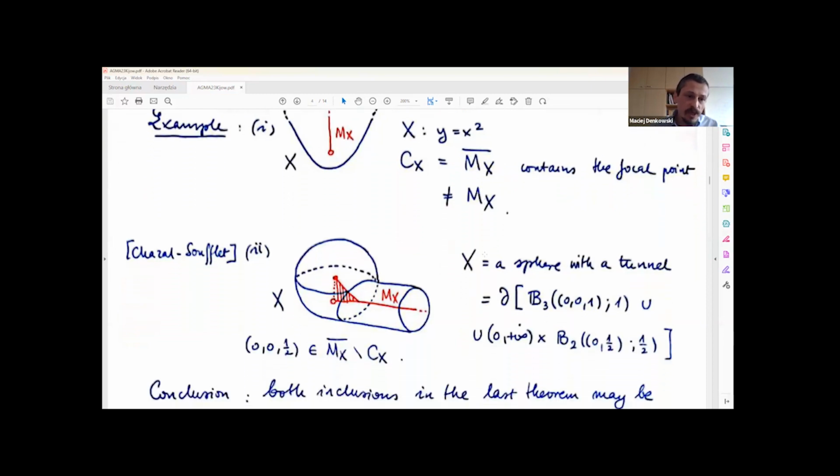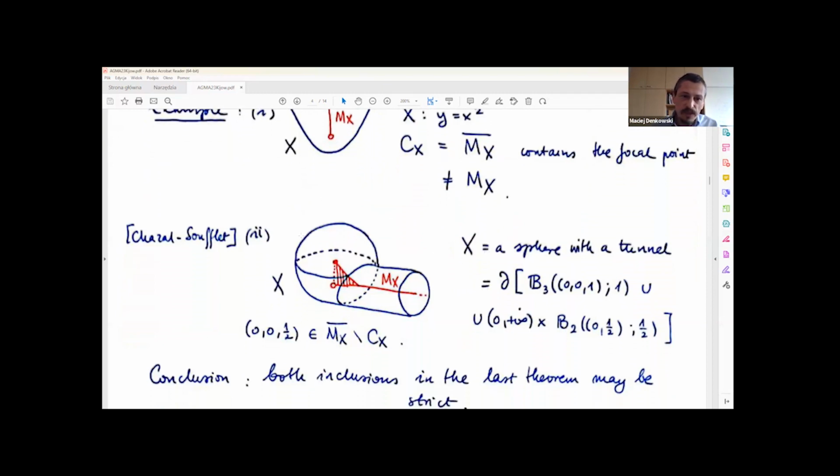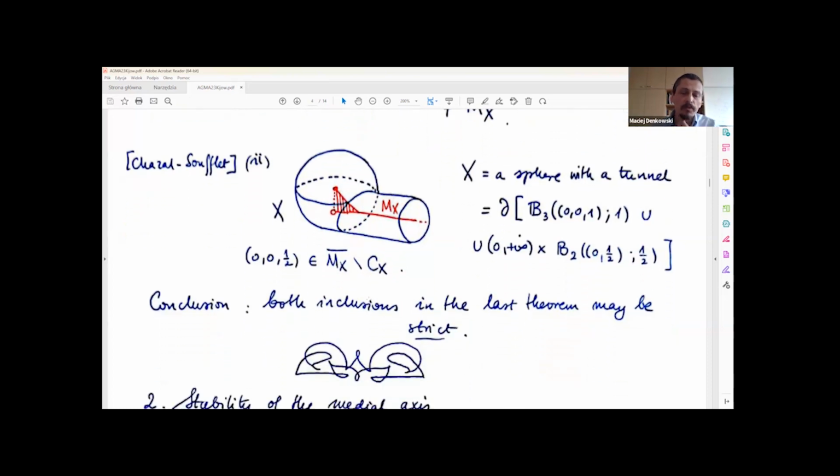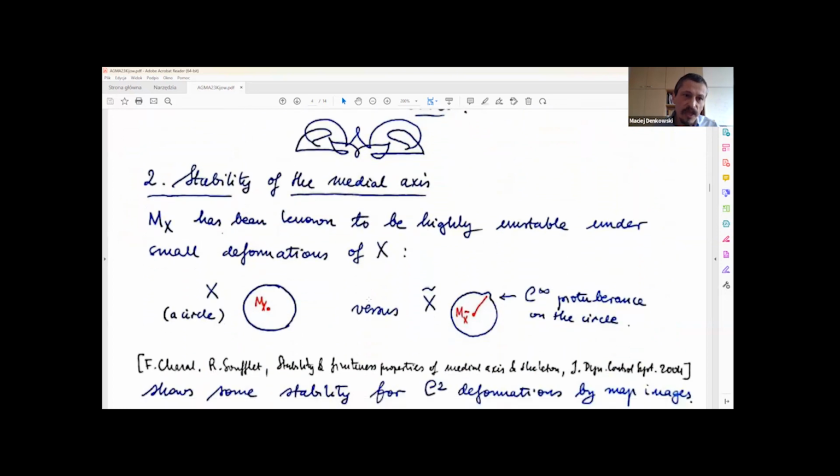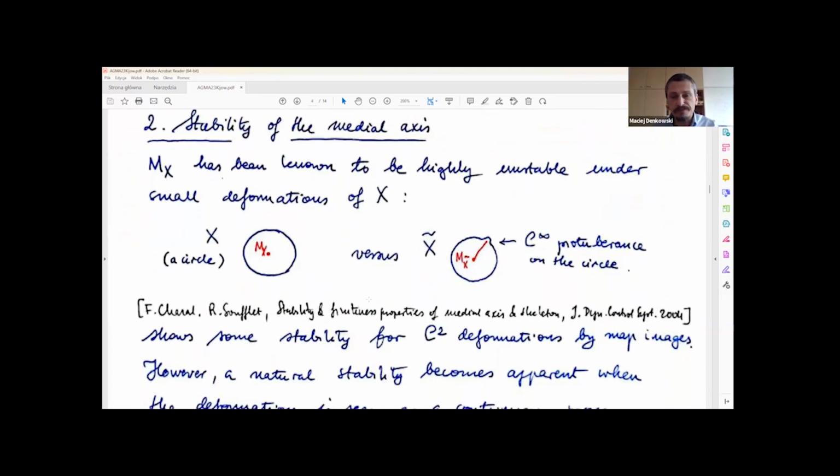And another example due to Chazal and Soufflet is a sphere with a tunnel like this. So in this case, you see here that the point, which is in my picture a blank dot, belongs to the closure of the medial axis, but is not in the central set, because if you take a ball centered at this point, you can increase it to the bigger one seen on the picture. So both inclusions are strict.